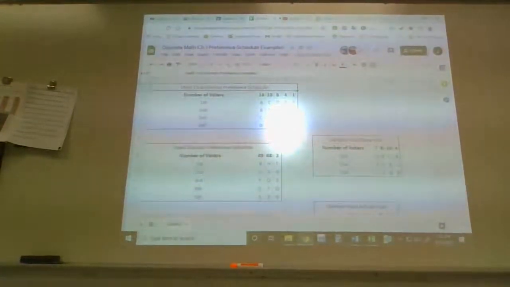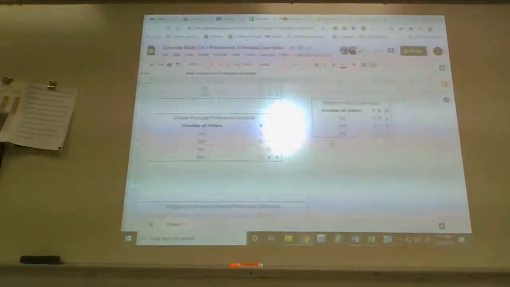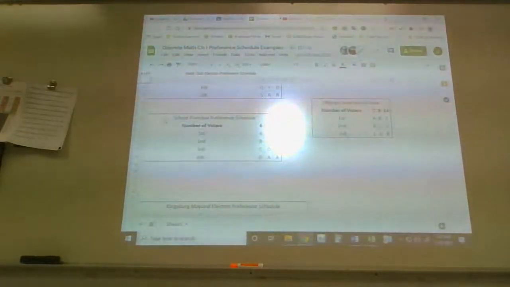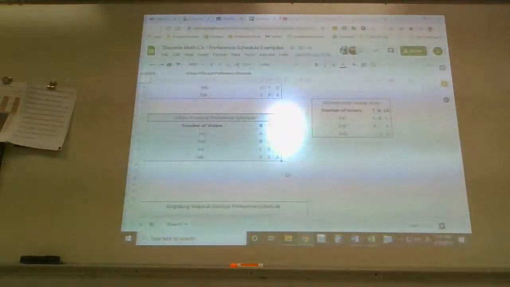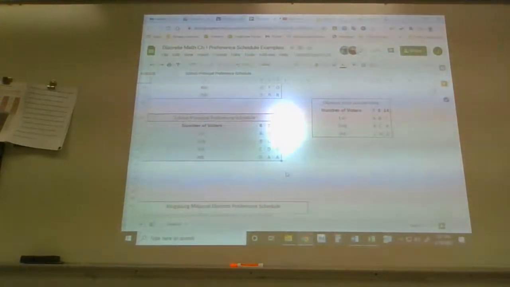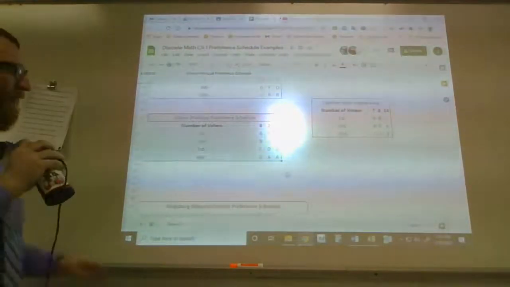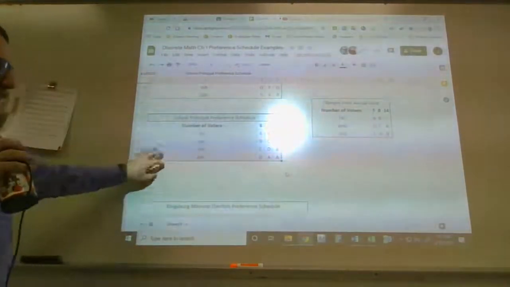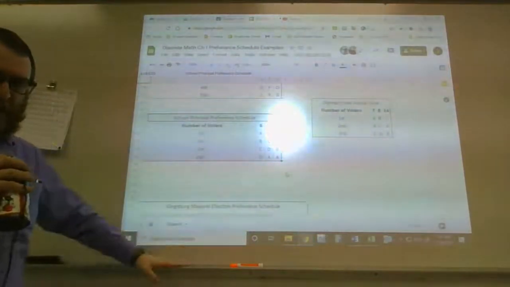Let's scroll down. Oh, which one did I want? There it is. Right there. School principal preference schedule. Now we're going to do something extra special with this. This one I am going to copy down into my notes. It's not that big to copy down. But I want to do a little bit extra with this particular one.